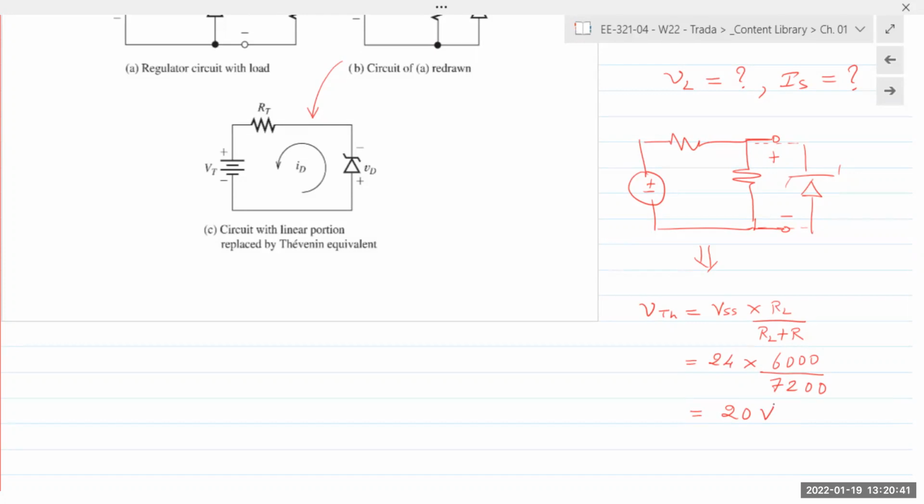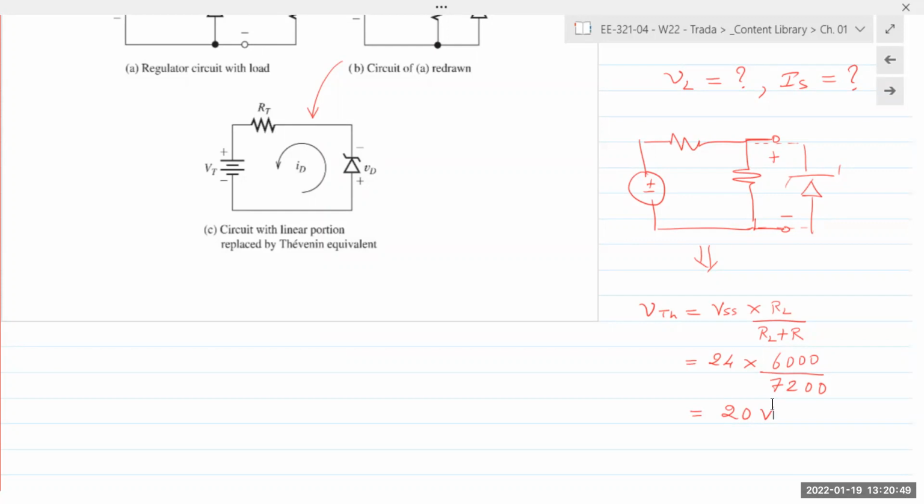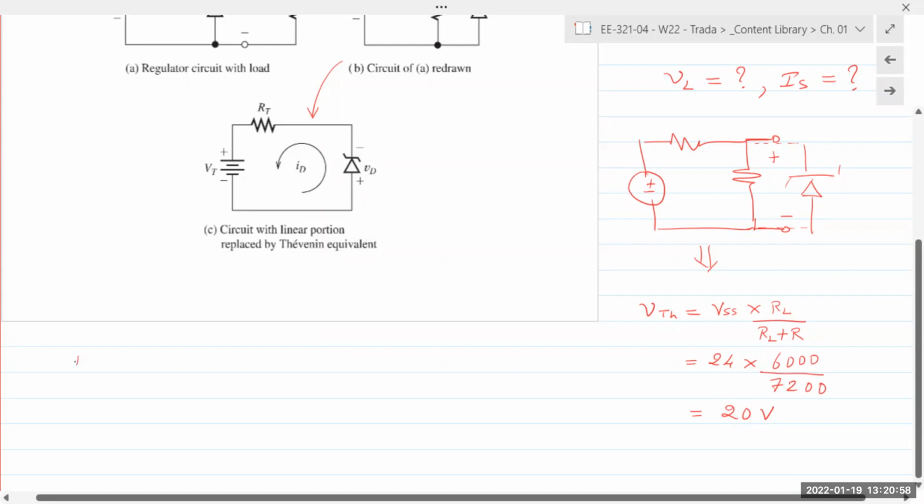Make sense so far? Then we need to find RTH. Sorry, question? It does now, so we start doing the homework. Yeah. Well, I'm always there to help if needed. Yeah. RTH.